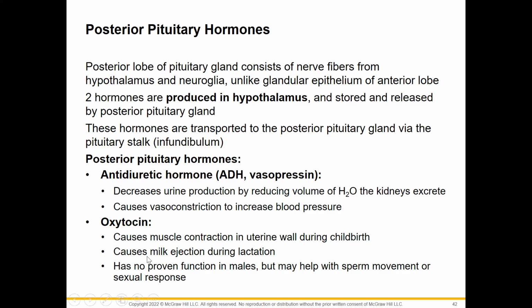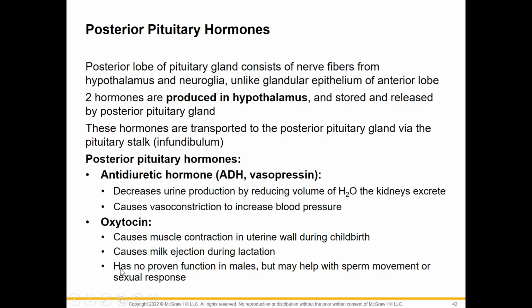Oxytocin will also cause milk ejection during lactation. It's not going to cause the production of milk, that's prolactin. But once the milk is produced and it's in the mammary tissue, the breast tissue, oxytocin will help that milk come out of the breast in order to feed the baby.